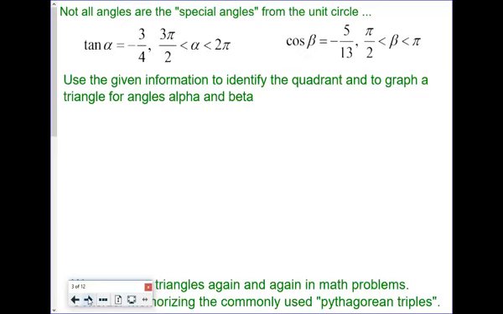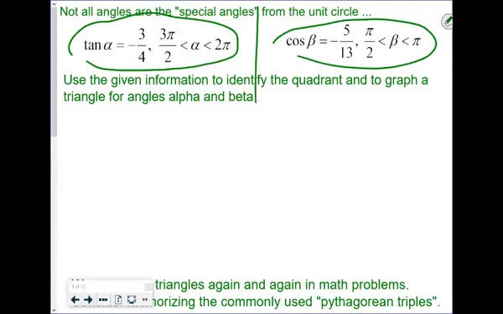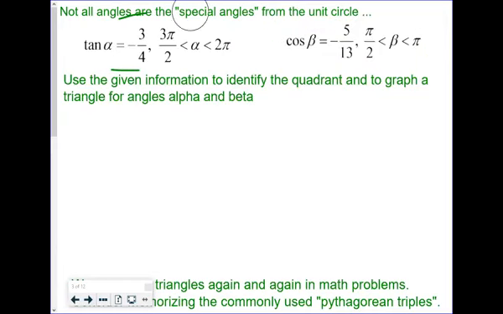Read that. Divide your page, if this is a page of your notes. Write this information and this information, and think that you're going to be working in 2 columns. That's how to lay out your work, okay? So write out that information and then read this. Use the given information to identify the quadrant and to graph a triangle for angles alpha and beta.